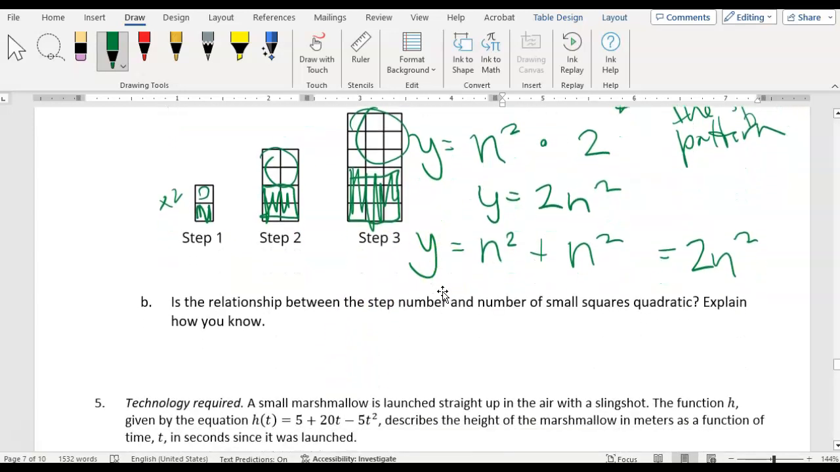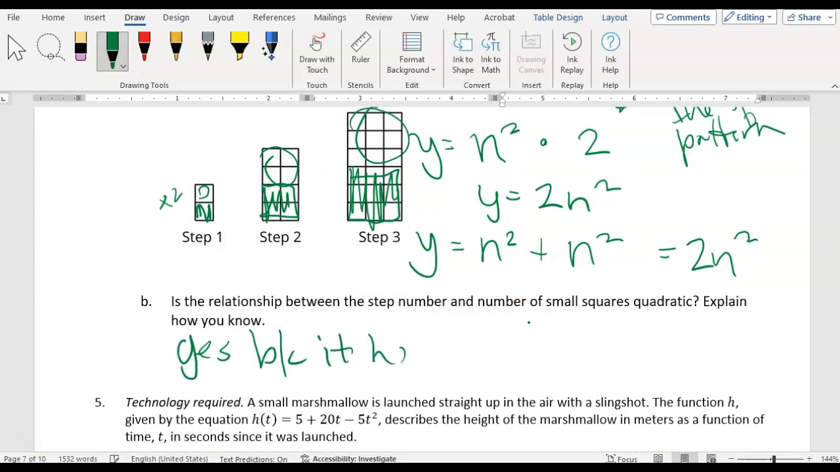Okay. Is the relationship between the step number and the number of small squares quadratic? Yes, because it has a squared term.